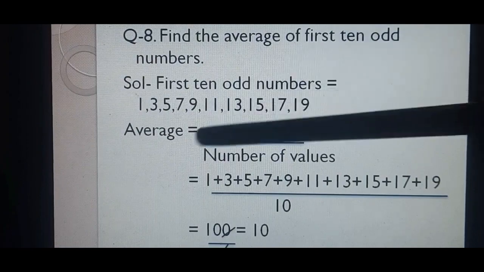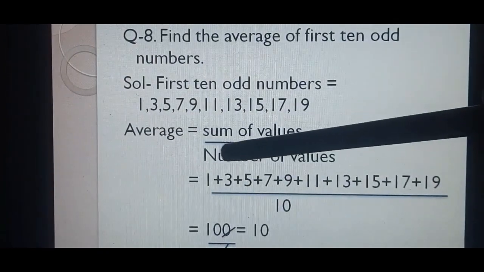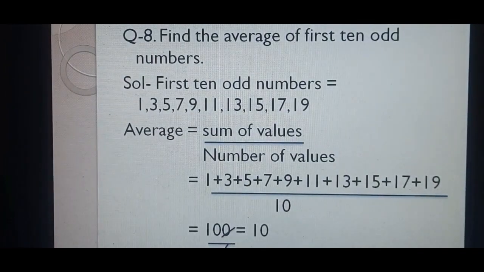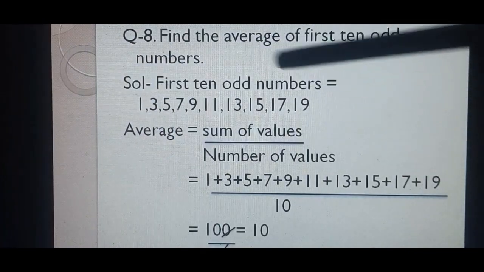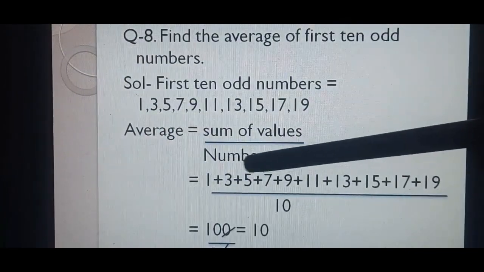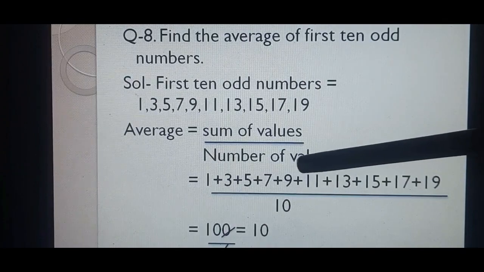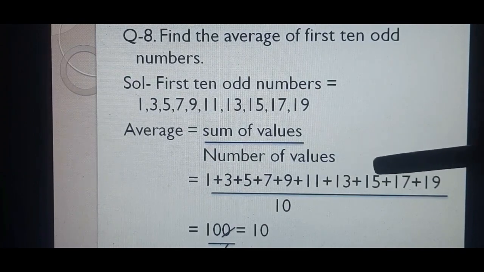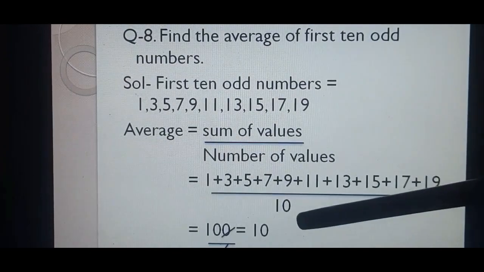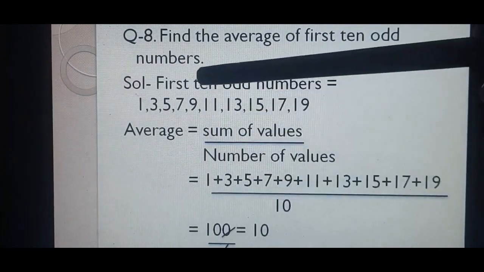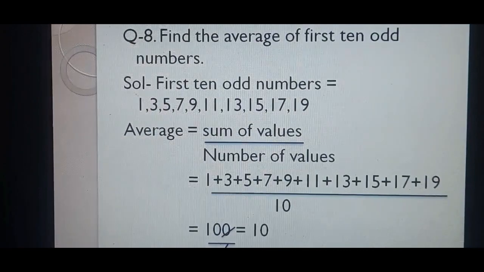Okay. Now average is equal to sum of the values divided by number of values. So we have to do addition of these odd numbers. So 1 plus 3 plus 5 plus 7 plus 9 plus 11 plus 13 plus 15 plus 17 plus 19 upon number of values. Number is 10, upon 10. Okay.